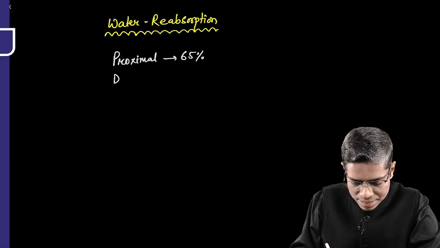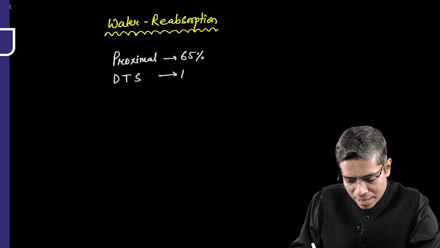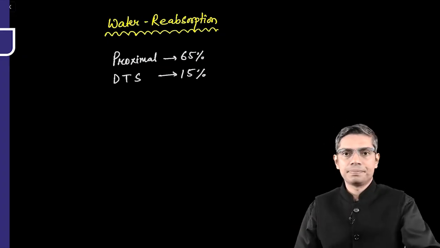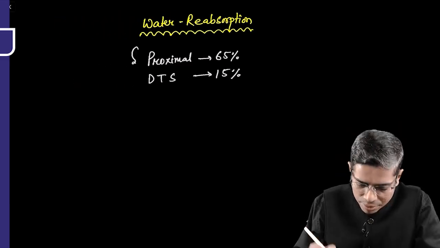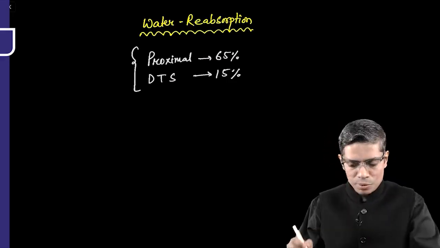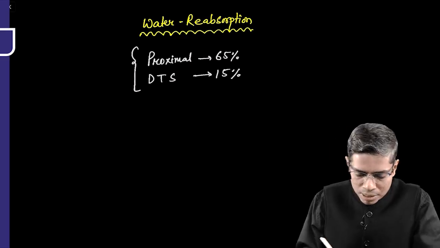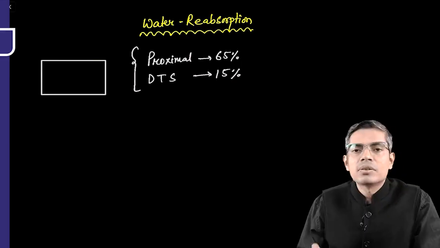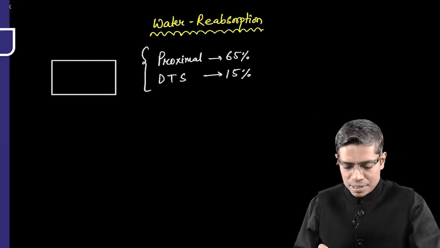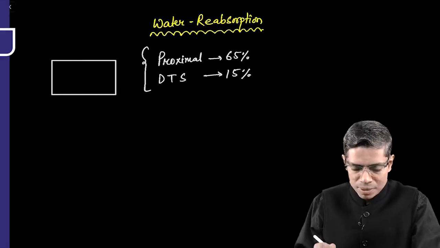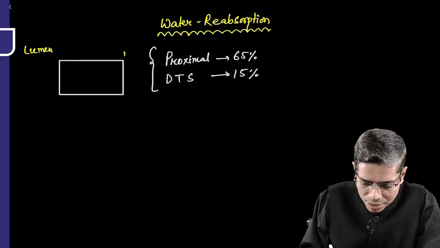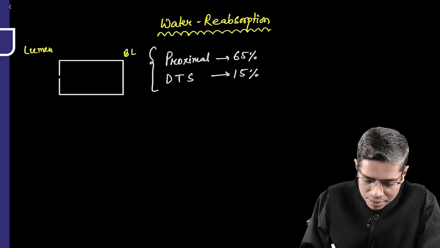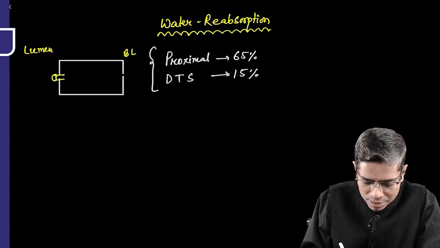At the level of the DTS, that is the descending thin segment, another 15% water reabsorption occurs. Now the water reabsorption which occurs at the level of the proximal tubule or descending thin segment of the loop of Henle, this water reabsorption occurs by which aquaporin? Suppose this is the epithelial cell of the proximal tubule or descending thin segment of the loop of Henle. If you think of the luminal transporter or the basolateral transporter, in both cases the aquaporin present for water reabsorption here is aquaporin 1.